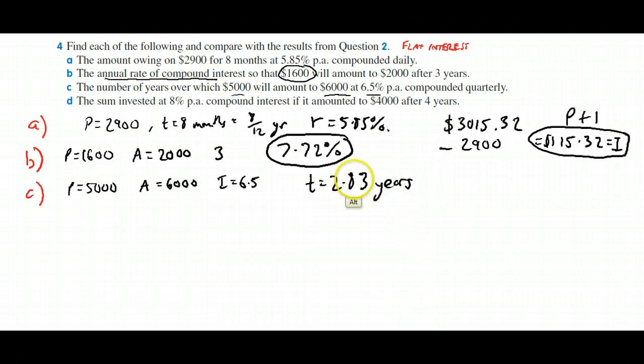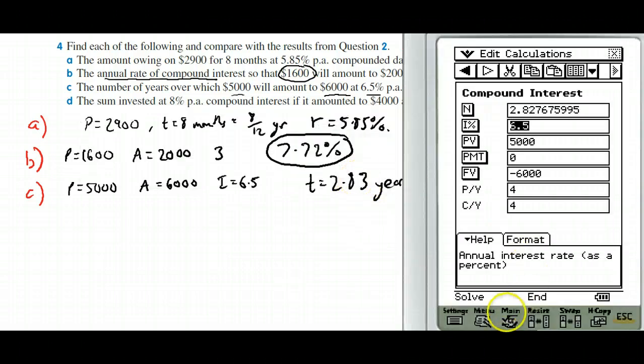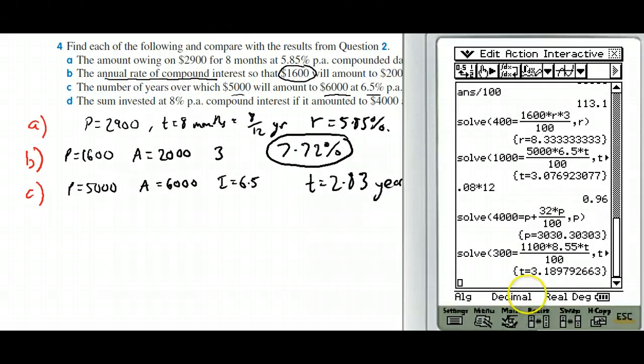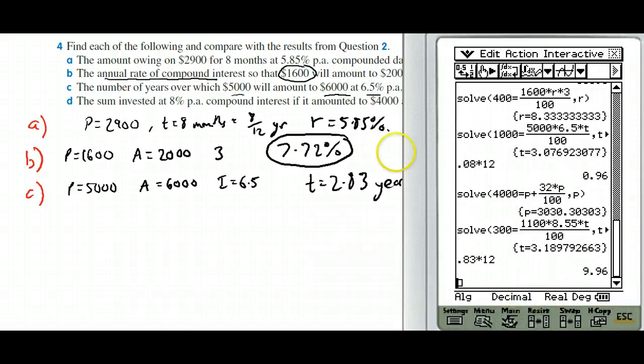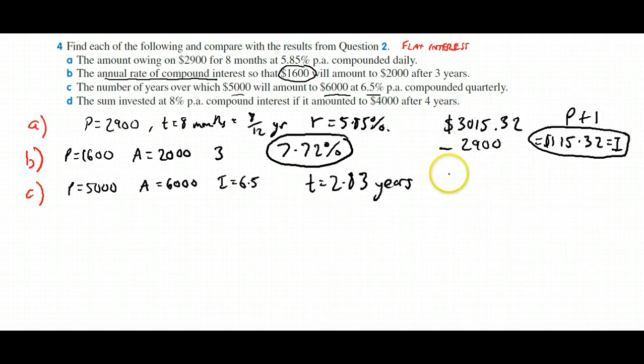And we'll turn the 0.83 into months. So 0.83 times 12, 9.96 months. We'll say 10 months. So 2 years, 10 months.